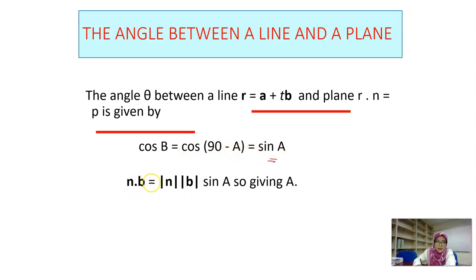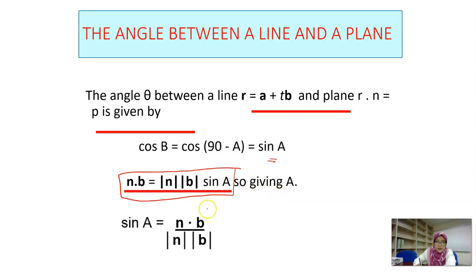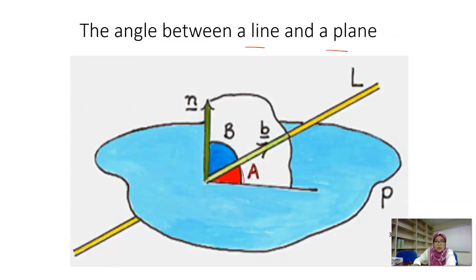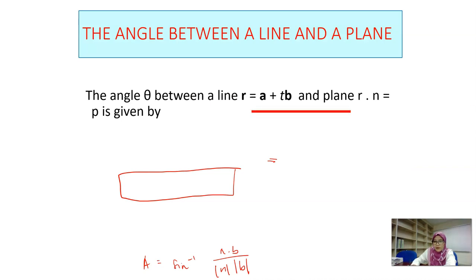So n dot b, same thing, we are using the same formula: n dot b equals modulus of n multiplied by modulus of b times sine A. So A equals sine inverse of n dot b over modulus of n multiplied by modulus of b.